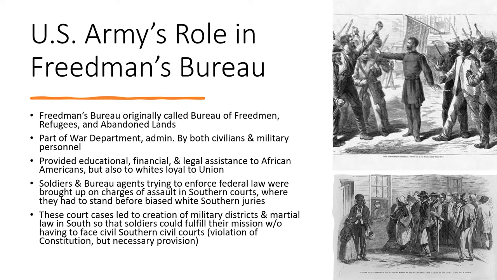Soldiers and Bureau agents tried to enforce federal law, but they were often brought up on charges of assault in Southern courts. And this is what led to placing the South under martial law, because these courts were filled with white Southern juries, the vast majority of whom opposed Reconstruction. So Freedmen's Bureau agents and U.S. military personnel were basically convicted in Southern courts of things like assault for trying to complete their mission of enforcing federal law. This is why the South was put under martial law, so that U.S. soldiers could enforce federal law without having to face Southern courts.